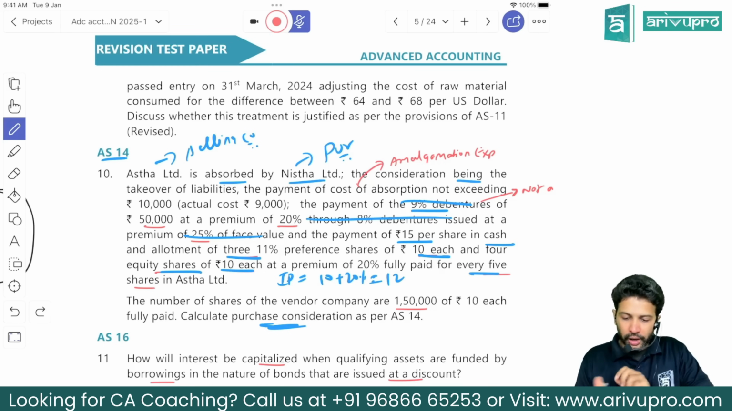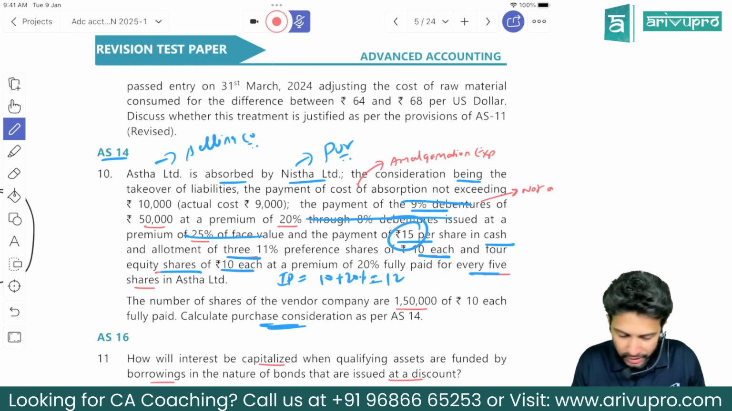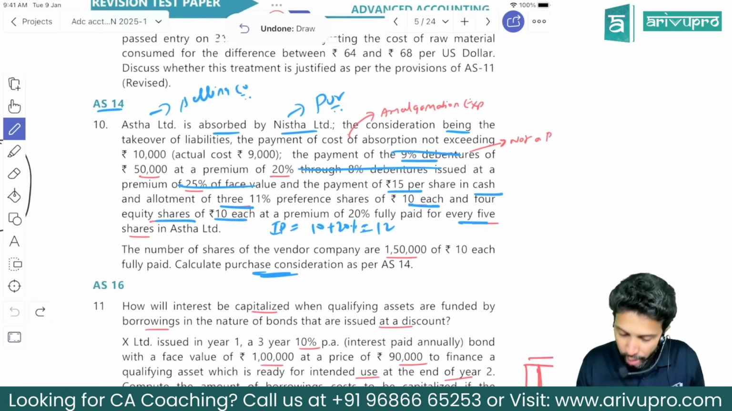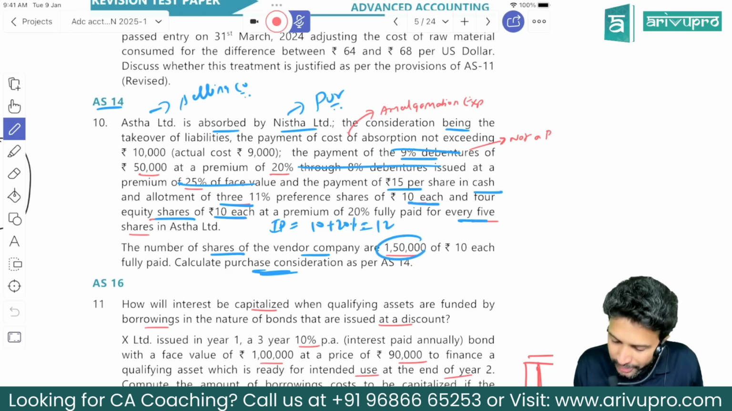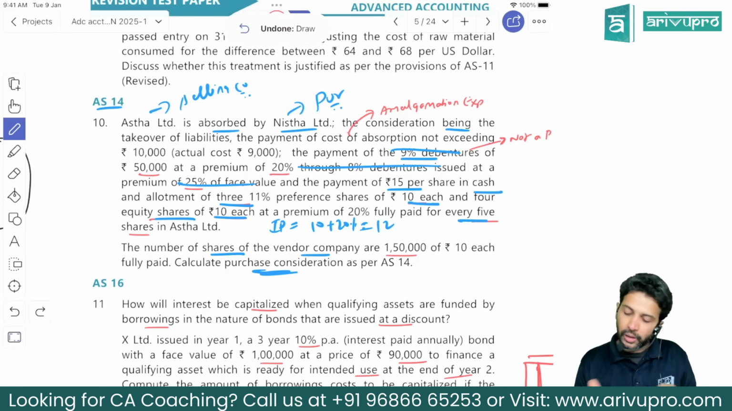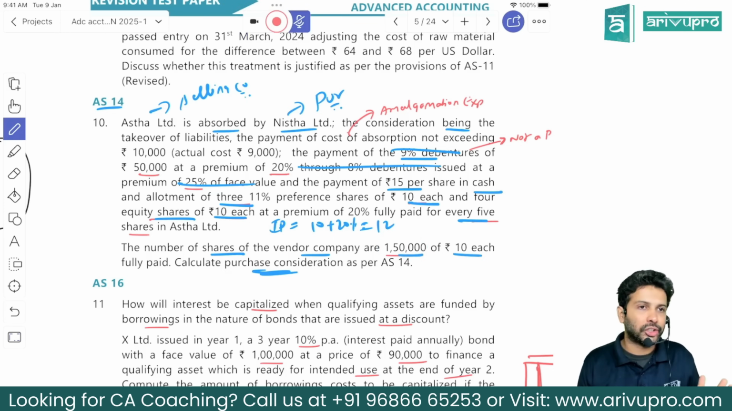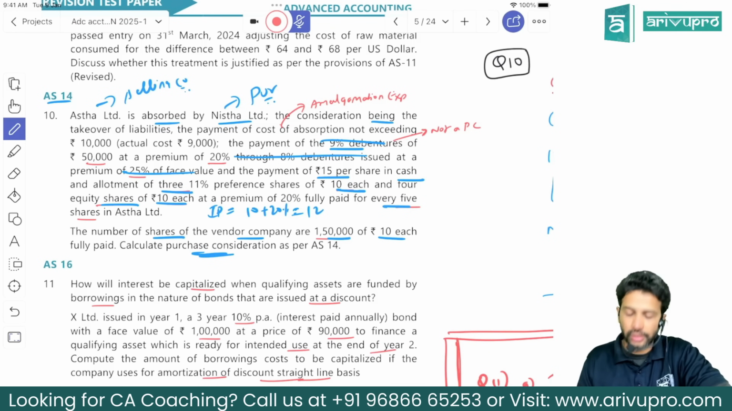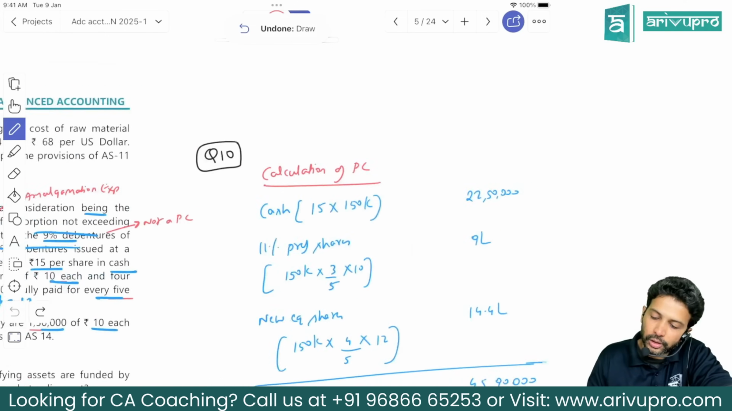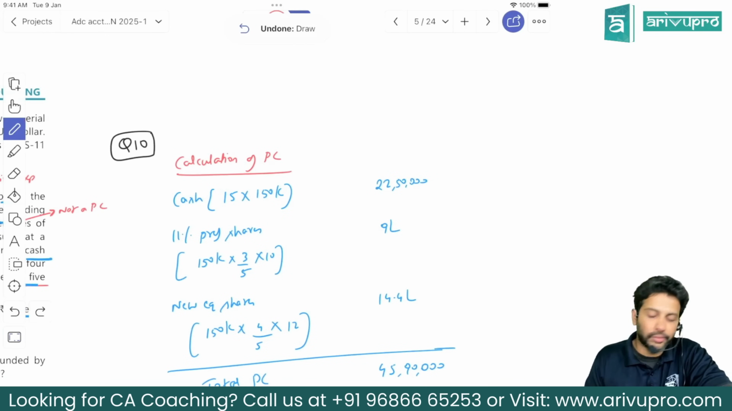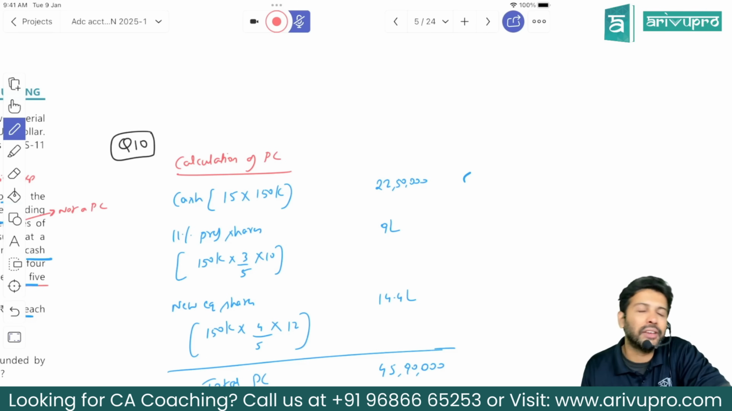Okay, great. First, sir, how much cash are you giving per share? 15 rupees. How many shares? Check this. Number of shares in the vendor company, as in the selling company. How many shares do we have in the selling company? 1,50,000 shares of 10 each. So, how much is the cash, sir? On one share, we will give a cash of 15 rupees. On 1,50,000 shares, how much is the cash? 1,50,000 into 15, if you do, you'll get 22,50,000. Any problem? This is PC given in the form of cash.